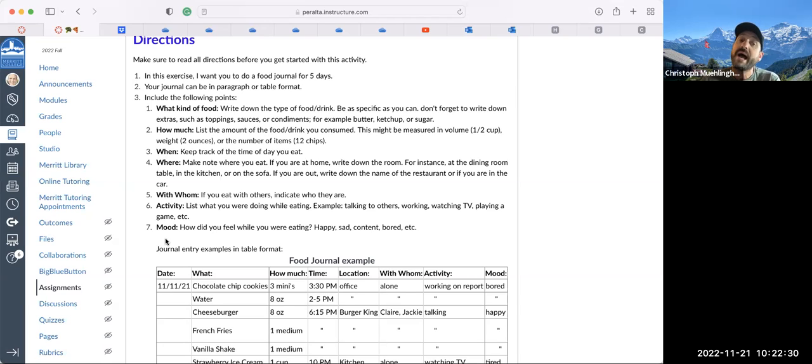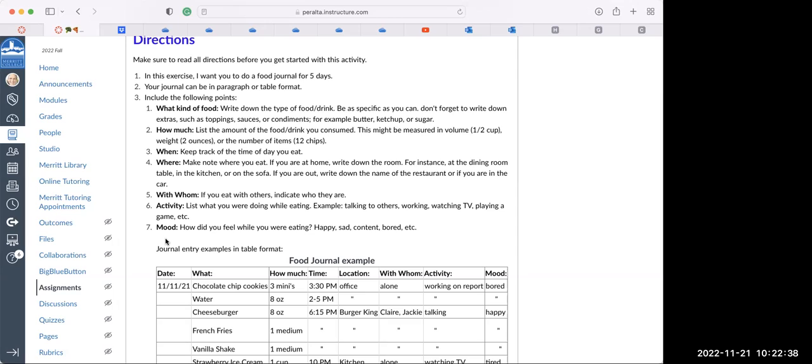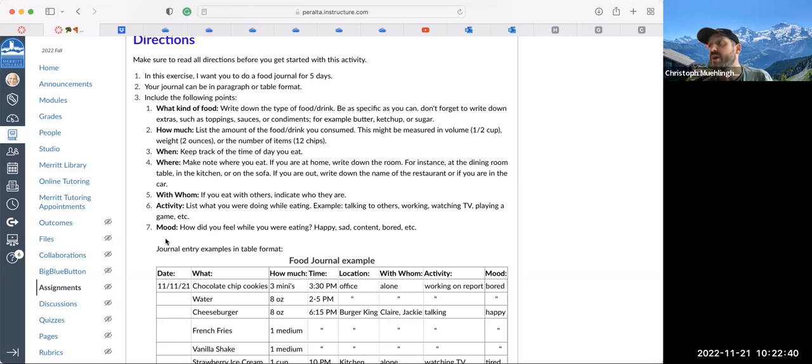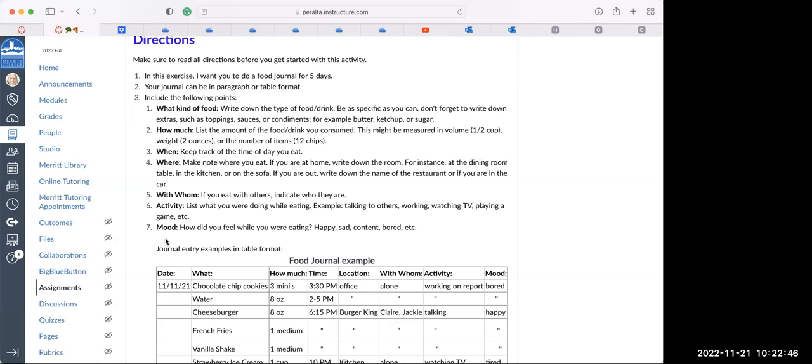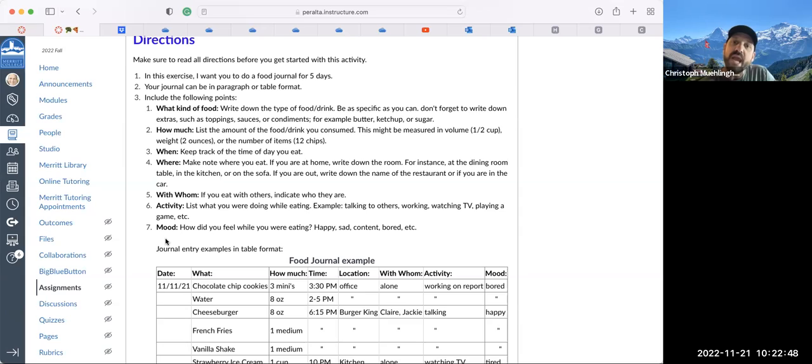What kind of a mood do I have? What kind of activity do I do when I eat? Do I eat in front of a TV? Do I have a conversation? We're sitting there and we're slowly eating a meal. Am I happy? Am I depressed and I barely get the food down because I'm so stressed out? Those things are much, much more important when we look at behavior with food.